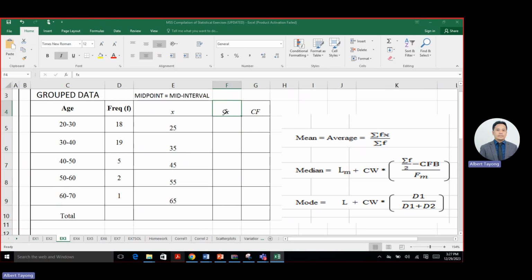Now, FX means F times X. Our F is the frequency, and our X is the midpoint or the mid interval. So that would be equal to the frequency. You have to select the frequency, multiply by our X. So that would give us 450. Now, since we selected 18 and 25, we can easily drag this down. Just select the first answer and then drag it down until the last.